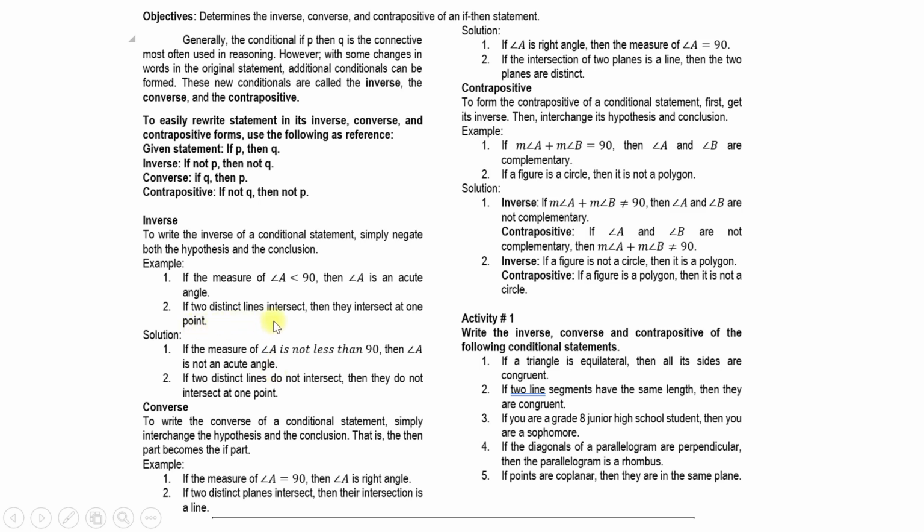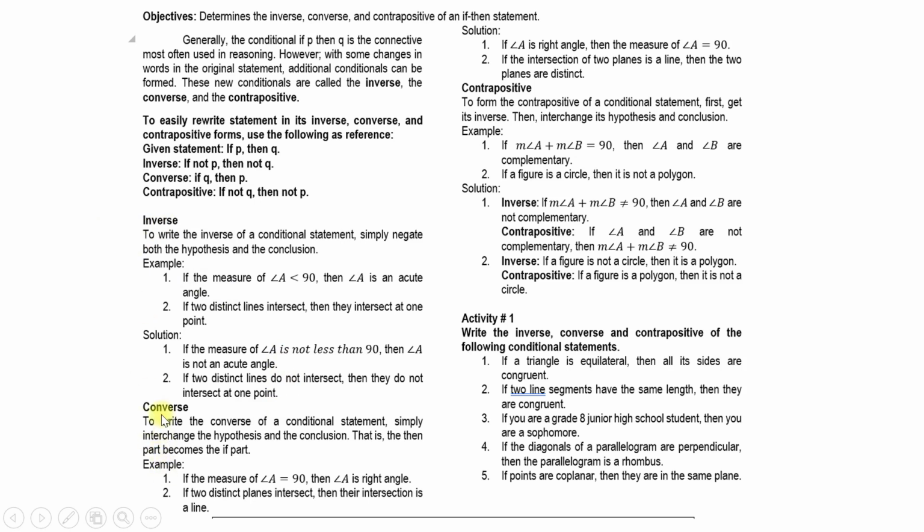Okay, example number 2. If two distinct lines intersect, then they intersect at one point. So, here's the hypothesis, then the conclusion. So, unsay buhaton kung inverse? Ato lang butangan og not. So, it will become now, if two distinct lines do not intersect, then they do not intersect at one point. So, very simple. Butangan lang og not. Basta inverse.